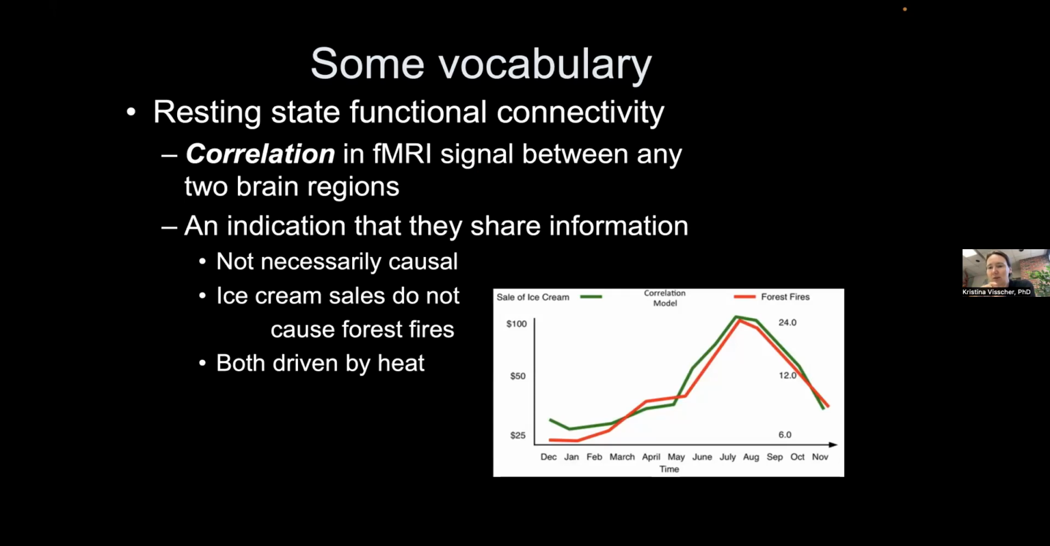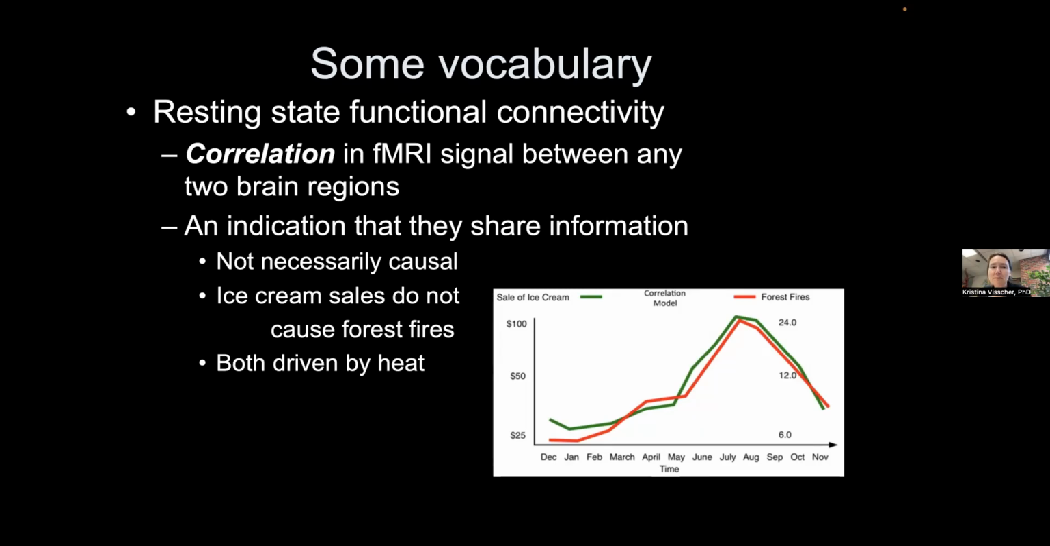It's not necessarily causal. So if the left and right motor cortex are both rising and falling in concert, it doesn't necessarily mean that there's information from the left cortex that's moving to the right cortex. For example, this here is a plot over a year of sales of ice cream in dollars and forest fires in number of acres. And so you can see that forest fires are highest in late summer, but also ice cream sales are highest in late summer. So does that mean that ice cream sales cause forest fires? I mean, you all know that it doesn't, right? It just means that they're both driven by the heat of the summer.